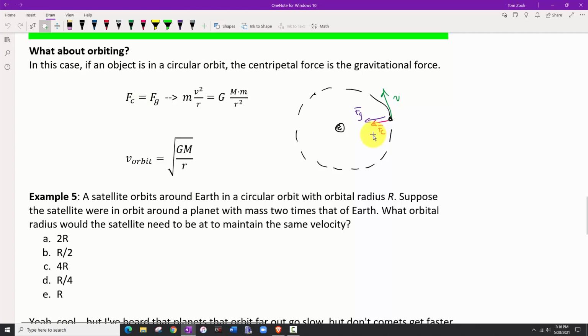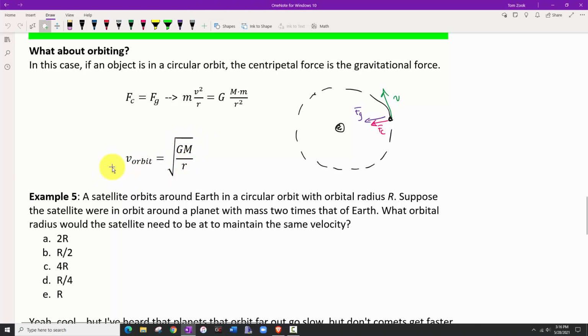So since the force due to gravity is negative of the positive radius direction, that means it's going towards the center of the circle, and so is the centripetal force. So they're the same sign. We can say that they're just going to be equivalent to each other. If we do that, we have a very specific velocity that allows an object to go in a circular orbit, or approximately circular orbit. And that would be square root of GM over r.